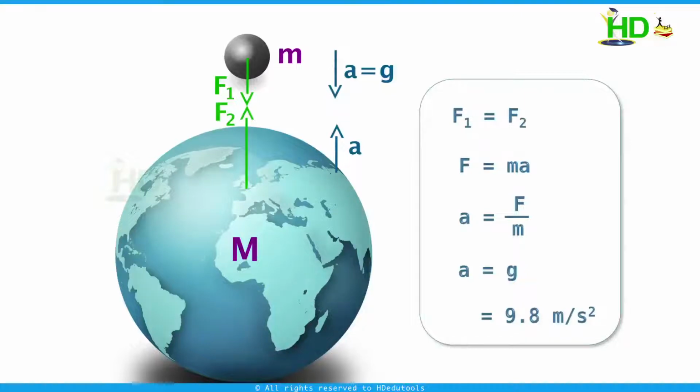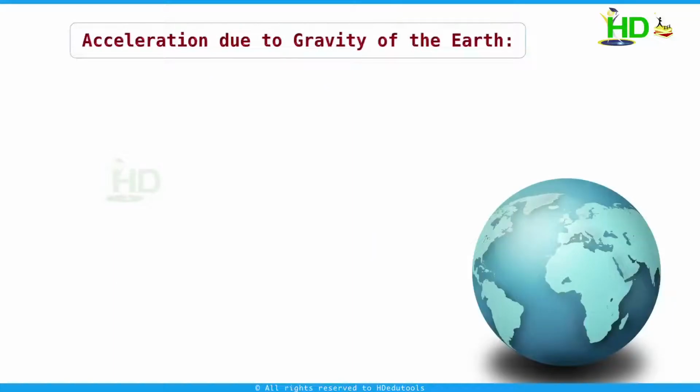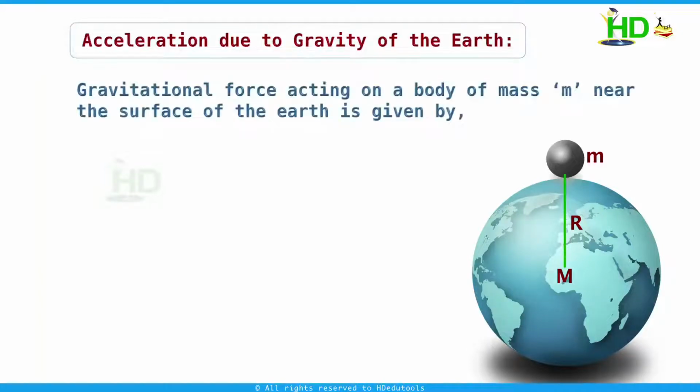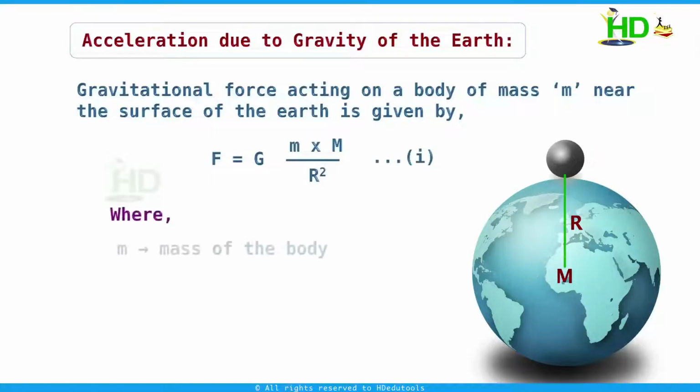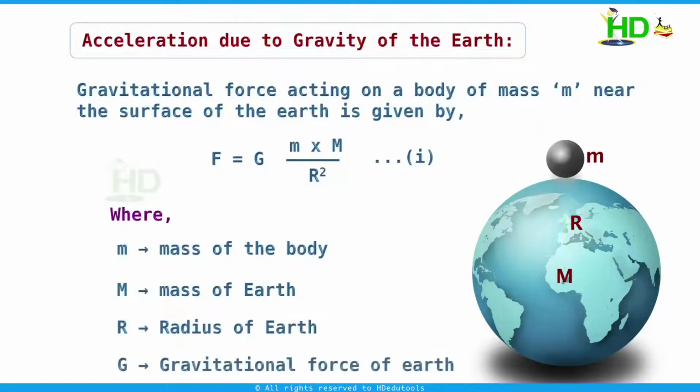Now let us try to derive an expression for the acceleration due to gravity of the earth. Consider an object of mass m on the surface of the earth. Let capital M be the mass of the earth and capital R the radius of the earth. In this case, the object is at a distance R from the center of the earth. The gravitational force between the earth and the object is F equals G into small m capital M by R square, where small m is the mass of the object, capital M is the mass of the earth, and R is the distance between the centers of these two objects.